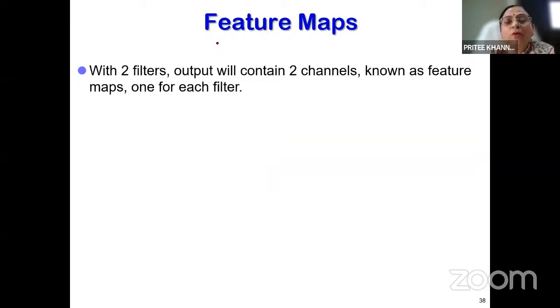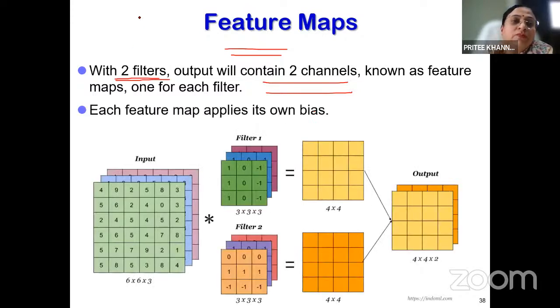Now here we need to understand two terms: one is feature maps, another is activation maps. When we are talking about filters, let us say we are using 2 filters, then your output will contain 2 channels, and these are called feature maps. So we'll say one for each filter.